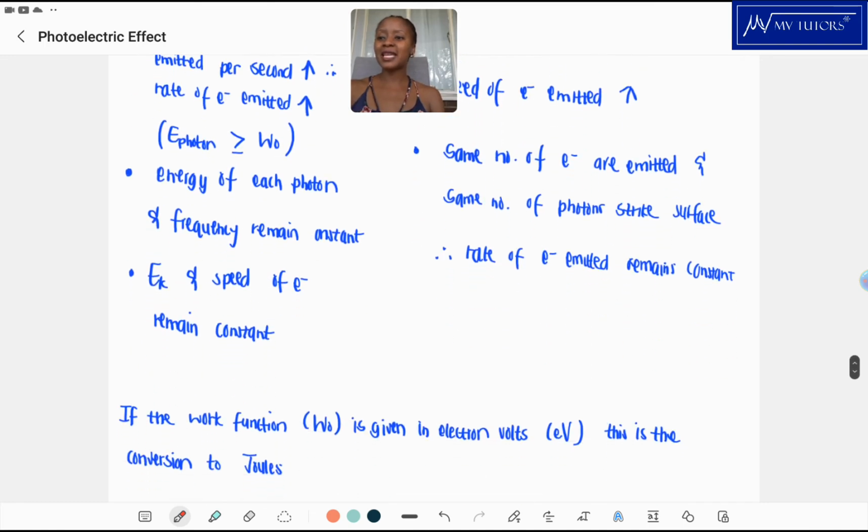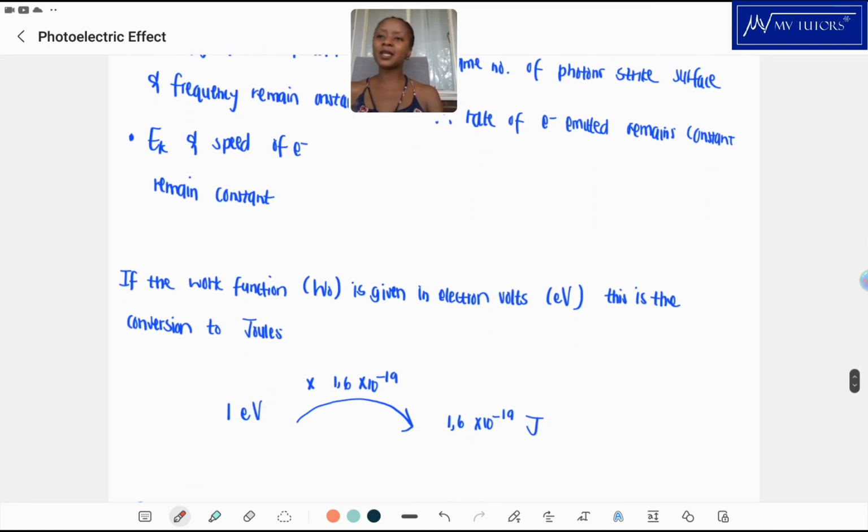And the last part that I mentioned here is, oh, my nose is so itchy. So sometimes they give you energy in terms of electron volts, which is eV, okay? And we are used to energy being given in joules. So if it's given in electron volts, you need to apply a factor, which is equal to the charge of an electron, and then you can get it to joules. So the charge of an electron is 1.6 times 10 to the power minus 19.